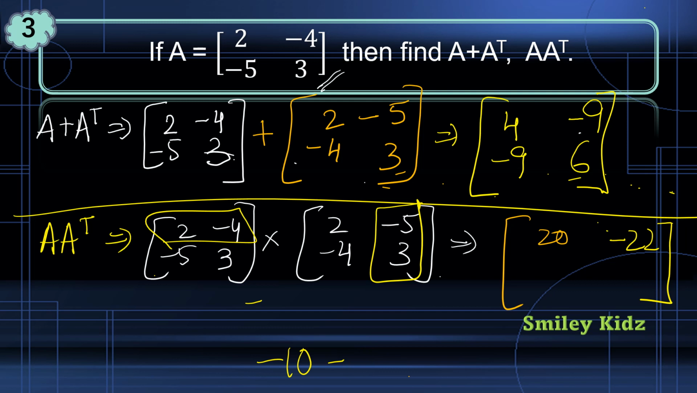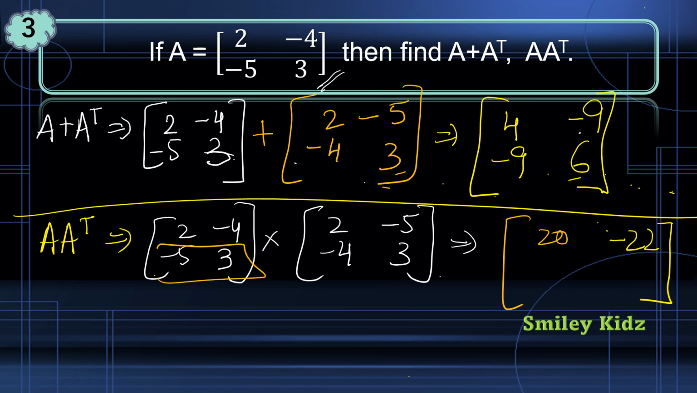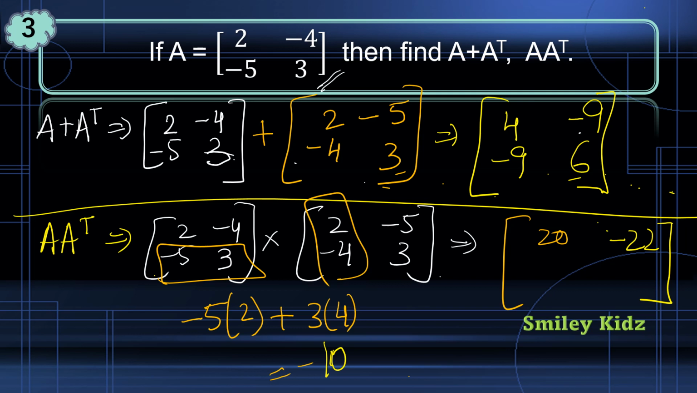Fine, now let's take the second row and the first column. So second row, first column. Alright, that is going to be minus 5 into 2 plus 3 into 4. This is minus 10. Have a look. This is 3 into minus 4, isn't it? Here we have minus 12. So minus 10 minus 12. That is going to give me minus 22.